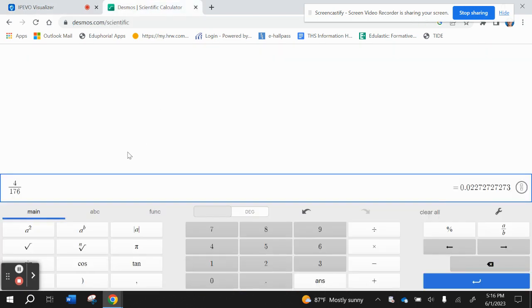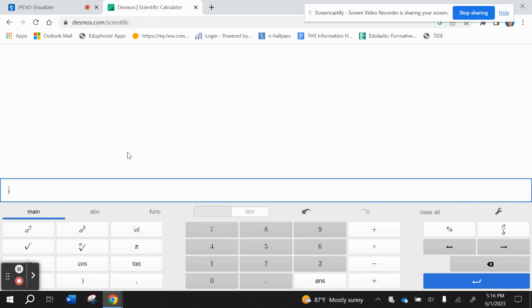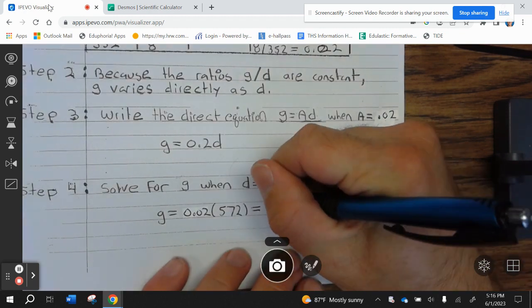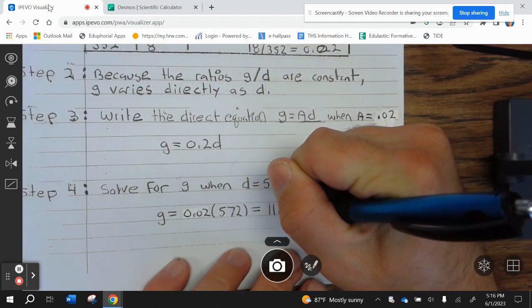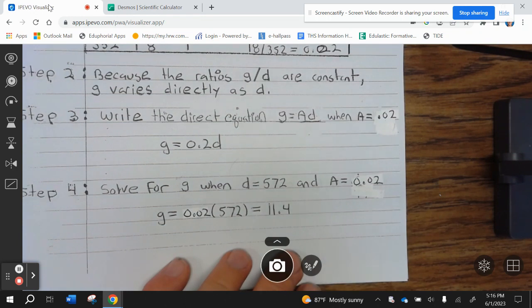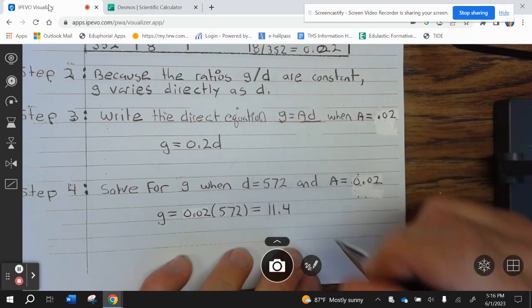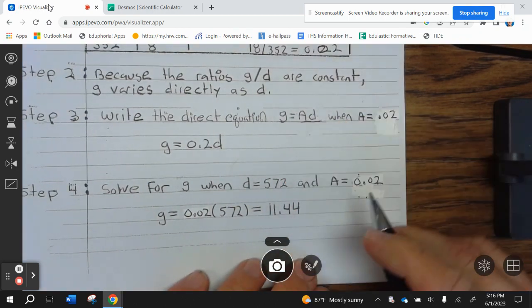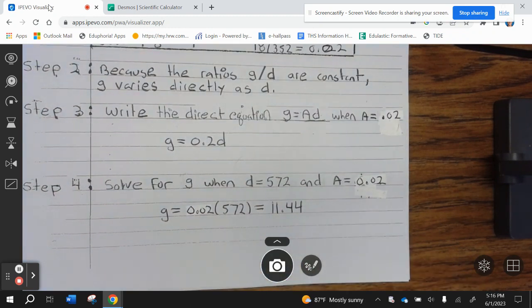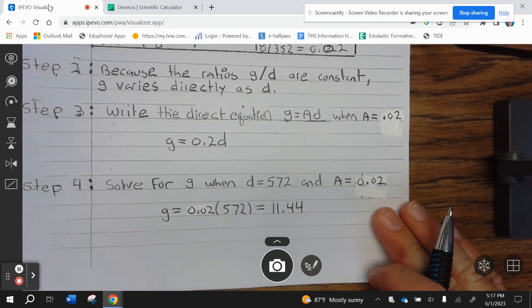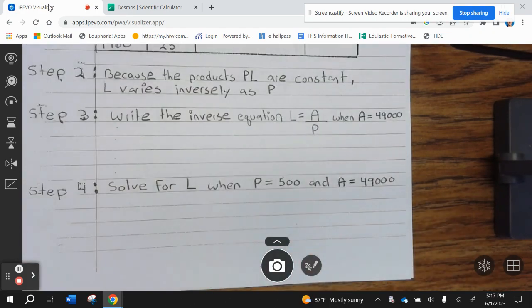So that's 0.02 times 572, which would be 11.44. Since we use 2 decimal places here, let's use 2 decimal places there, okay? All right. Go ahead and finish up that example. Let's take a look at the next example.